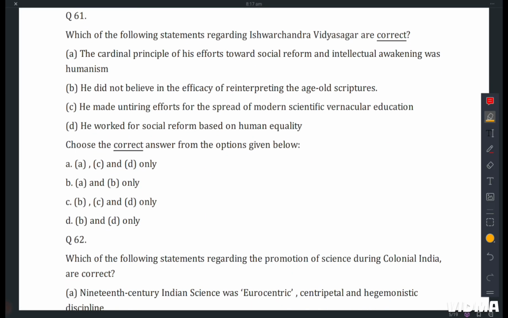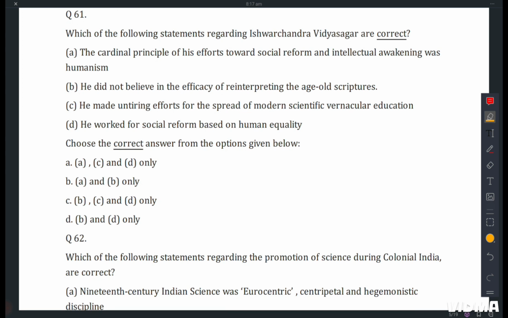61. Which of the following statements regarding Ishwar Chandra Vidyasagar are correct? The cardinal principle of his effort towards social reform and intellectual awakening was humanism. He did not believe in the efficacy of reinterpreting the age-old scriptures. He made untiring efforts for the spread of modern scientific vernacular education. He worked for social reform based on human equality. So the correct answer is option A, C, D. The cardinal principle of his efforts towards social reform and intellectual awakening was humanism. He made untiring effort for spreading modern scientific vernacular education and social reform based on human equality.